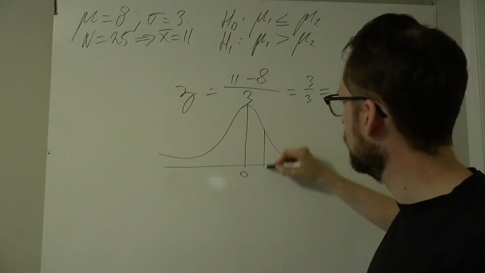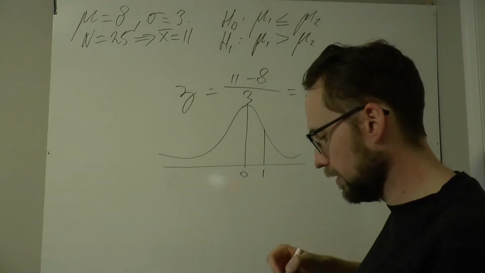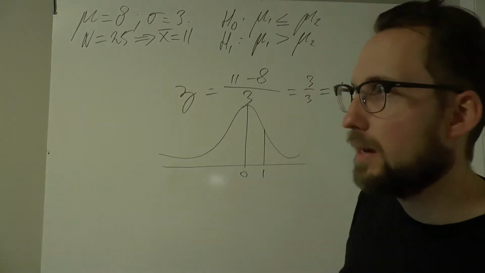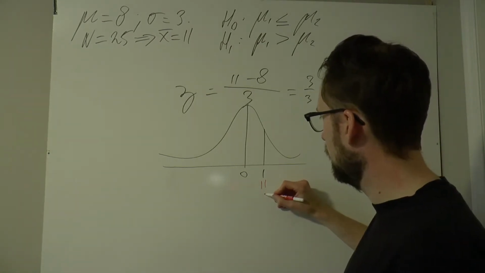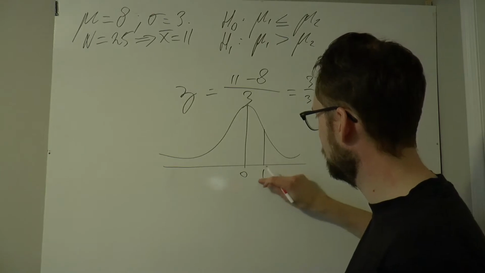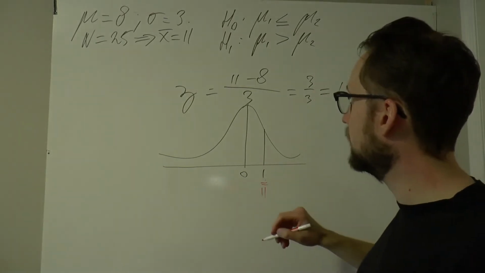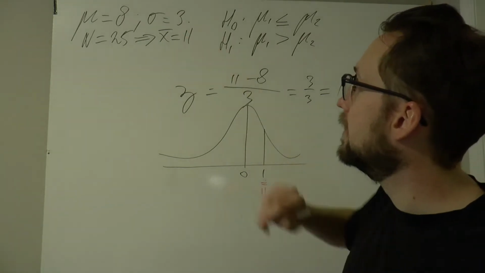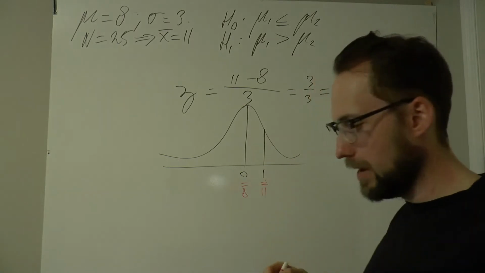Okay, so what do I know? I immediately know, that's reality, your anxiety score of 11 is 1 standard deviation over the population's anxiety score of 8.